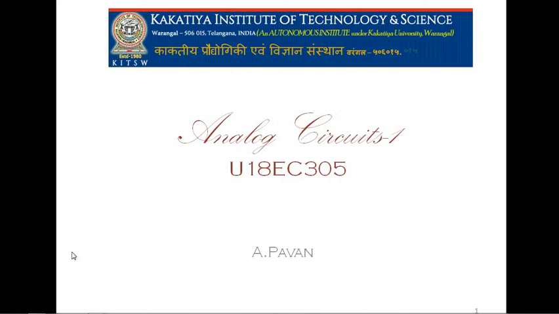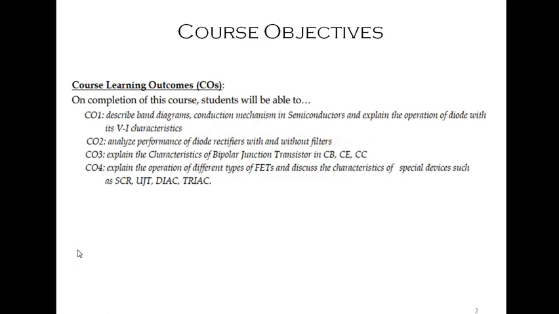Dear students, the name of the subject I am going to deal with is Analog Circuits 1. It takes the code of U18EC305. It is a basic electronic subject with which we are supposed to start. Coming to the core objectives of this subject, as we have 4 units, similarly we have 4 course objectives. Means each and every unit has its own objective.